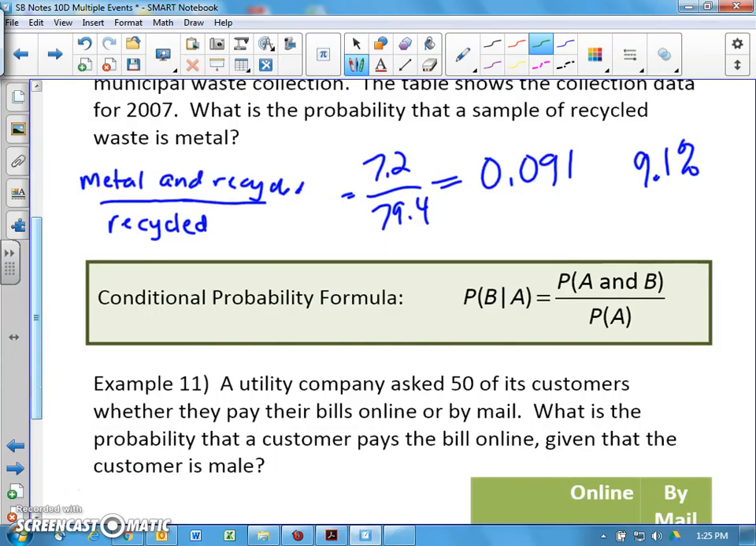I want you to try number 11 on your own. This is a try me. And here's your formula. It's just the formula that they are in both categories divided by the formula that they are in the second one. After you do this, you're going to stop the video and we'll talk about tree diagrams in class next time. But you should have your notes completed all the way through example 11.